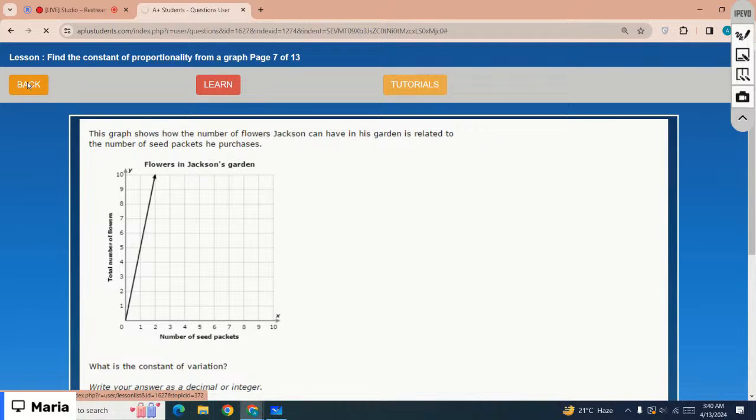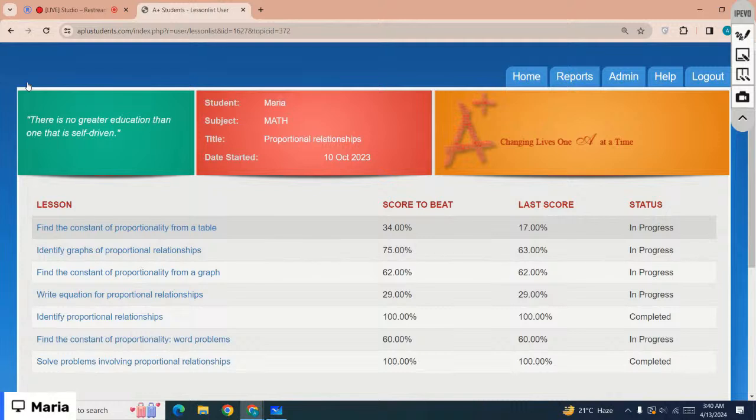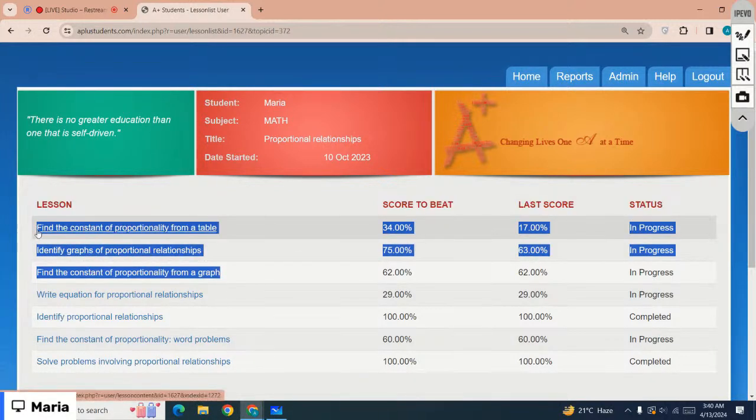So, we were working on grade 7 math. The chapter we were working on is proportional relationships, and the lessons we have covered today are find the constant of proportionality from a table, identify. So, please make sure before the next session you complete all the practice questions for the lessons we did today. That is your homework until the next session, right?